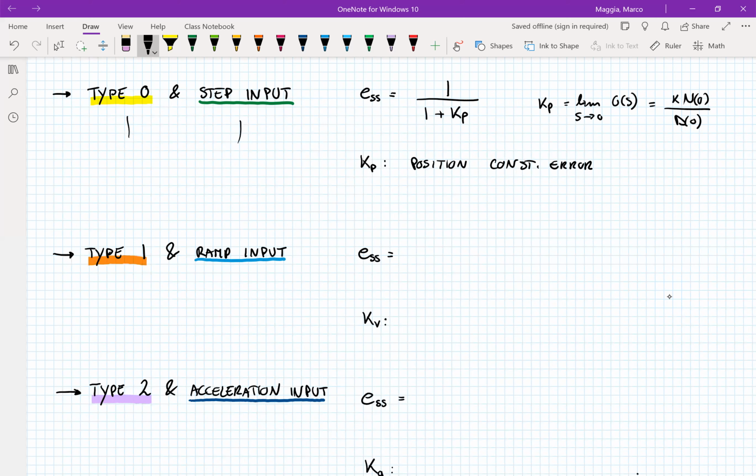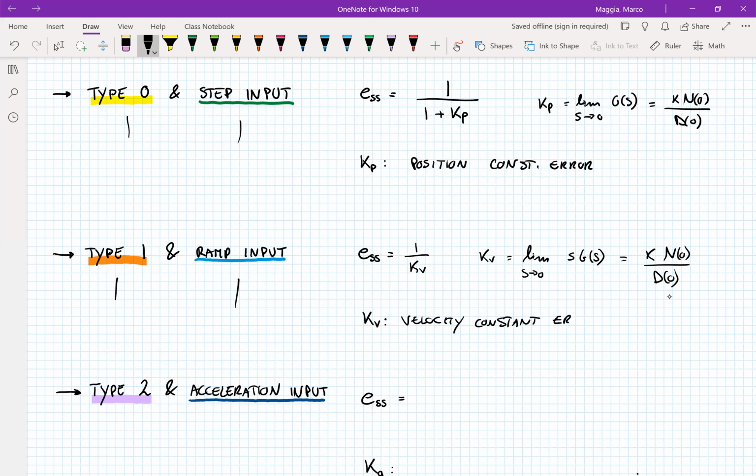Then we have another pair that is type 1 coupled with the ramp input that gives us a steady state error that is constant and equal to 1 over Kv, where Kv is the limit for s that goes to 0 of s times g of s, that is k n at 0 over d at 0, and Kv is known as the velocity constant error.